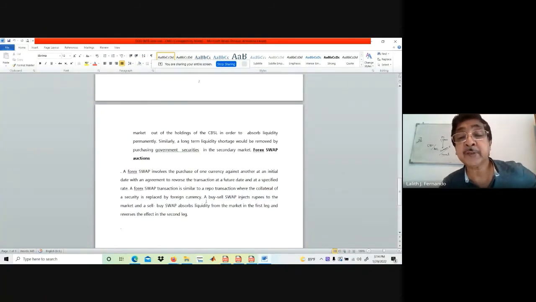The forex swap involves the purchase of one currency against another at an initial date with an agreement to reverse the transaction at a future date and at a specified rate. A forex swap transaction is similar to a repo transaction where the collateral of a security is replaced by foreign currency. I think this explains the situation. A buy-sell swap injects rupees to the market and a sell-buy swap absorbs liquidity from the market. A buy-sell swap. Buy-sell means now rupees being given and dollars being bought. Sell-buy swap absorbs liquidity from the market.